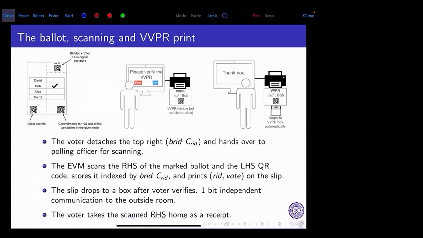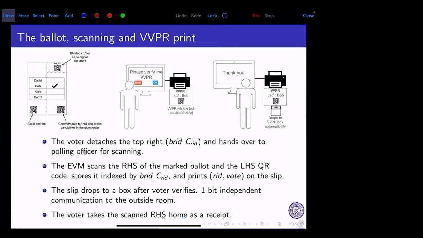So what is the voting process? I made a mistake. It's not blinded RID, but this should be CRID, commitment for the RID. So every ballot has a random ID, which we call RID, which is contained in the left part. And the commitments for the random RID and the commitments for these votes are in this QR code on the right-hand side. And this top half contains not the blinded RID, but the commitment for the RID. Cryptographic commitment for the RID is contained in this QR code. This contains the RID and so on, and this contains all the commitments.